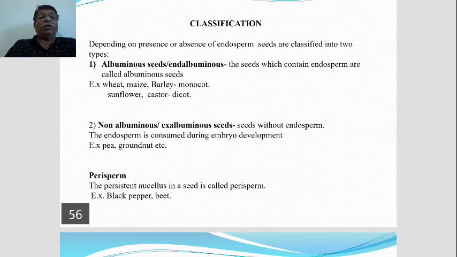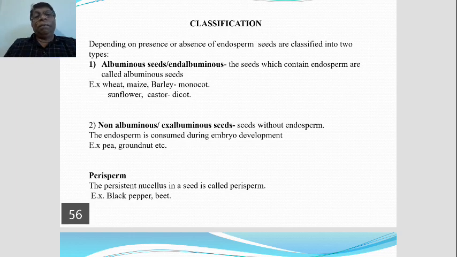Classification of seeds. Seeds are classified into two different types. How are they classified? Based on the presence or absence of endosperm. What is endosperm? You already knew about this one. It is a nutritive tissue.